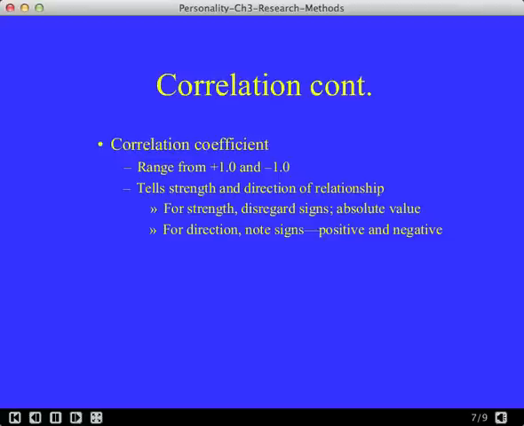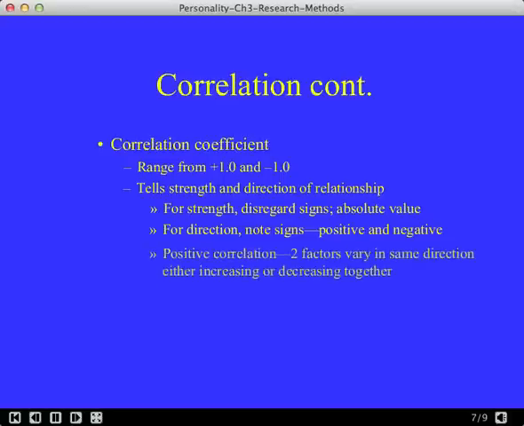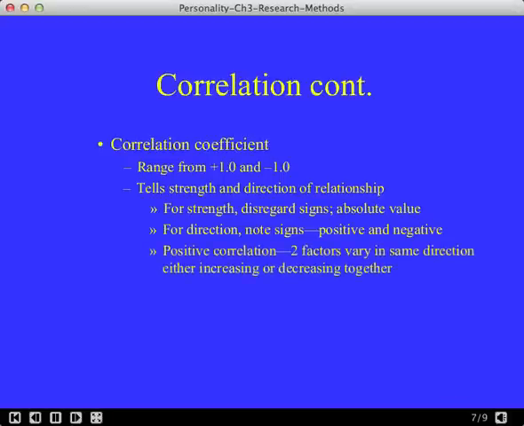Negative correlation has two factors of a relationship varying in the opposite direction. As one increases, the other decreases, or as one decreases, the other increases. For instance, the amount of parental sleep and the amount of nighttime infant crying, or the distance from the stage and price paid for your ticket. The less distance, the more you pay. The more distance, like in the nosebleed section, the less you pay.